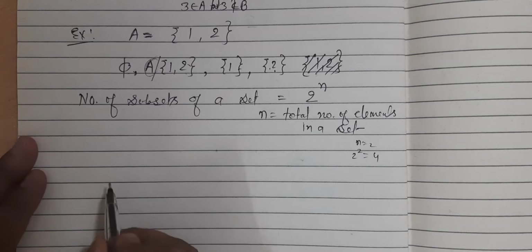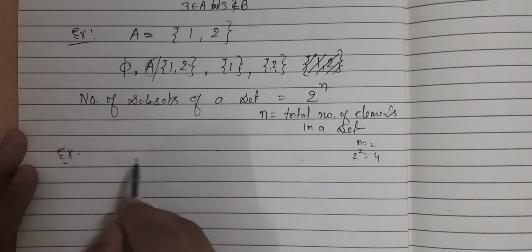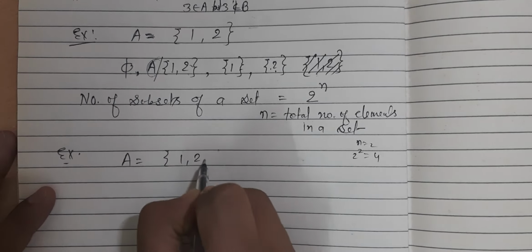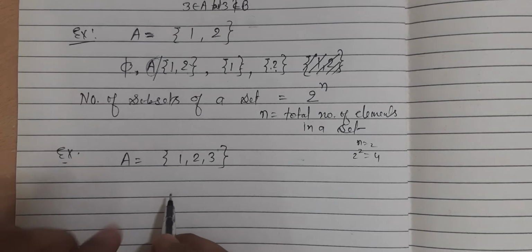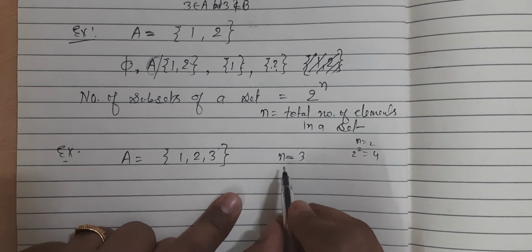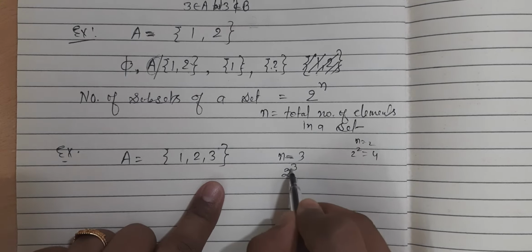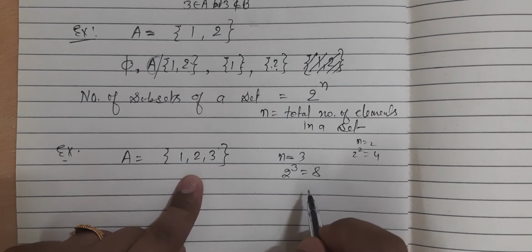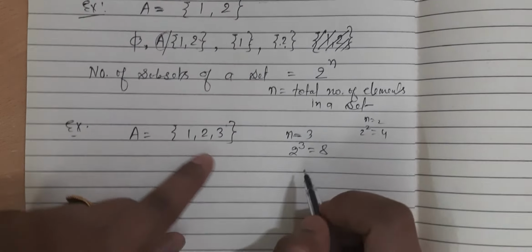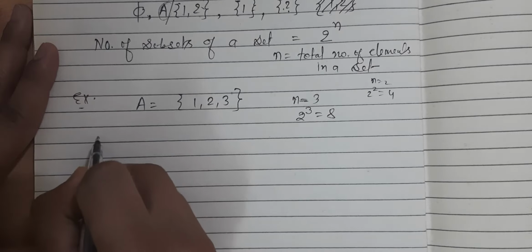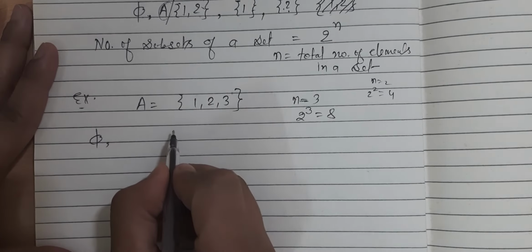Now let's take one more example. Set A is equal to 1, 2 and 3. So here the total number of elements is 3. So the total number of subsets is 2 raised to the power 3, which means 8. So there should be 8 subsets of this set. Now how to find these 8 subsets? In the list of subsets, first we'll include phi and the set itself.